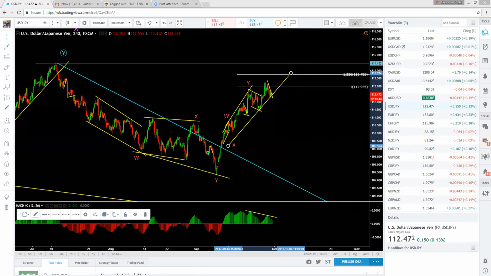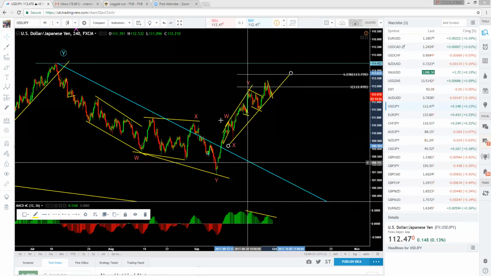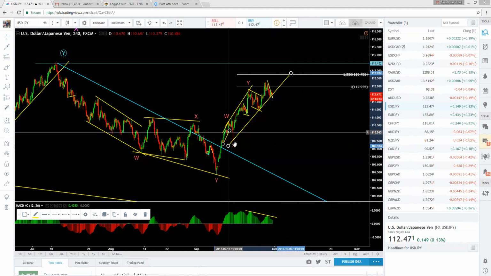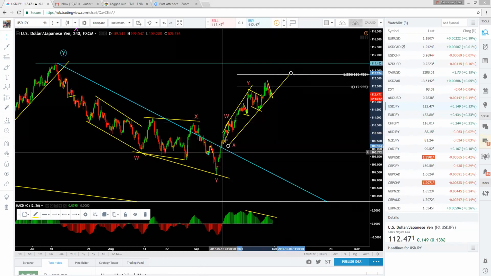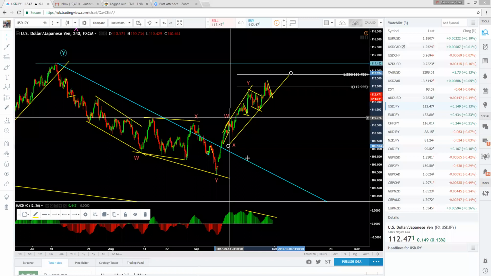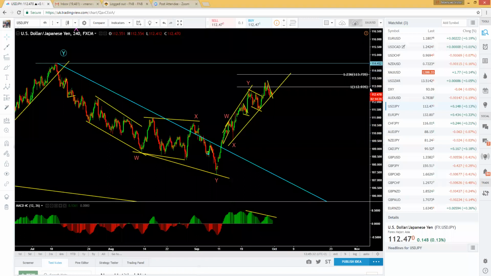Would you then change the USD JPY labeling to ABC etc. if it does go to the upside? It will only be an ABC if your A has got 5 waves in it. If your A has got 5 waves, then it becomes an ABC. Only then will I change. Okay.